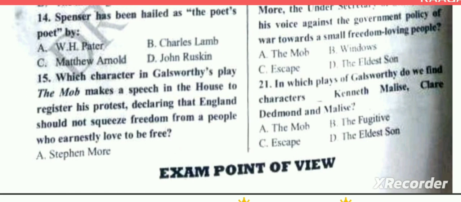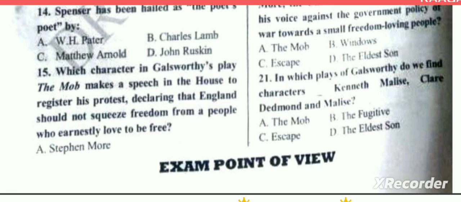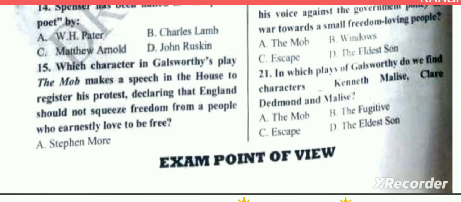And students, you know The Mob, this drama came in 1914, and it is very important so that you can remember when the First World War was, from 1914 to 1918. So you can remember when the First World War started. It was 1914, and The Mob was originally published in 1914. So this is an important question. And this play shows the bitter fight of an idealist against a society. So in view of examination, it is a very important question.